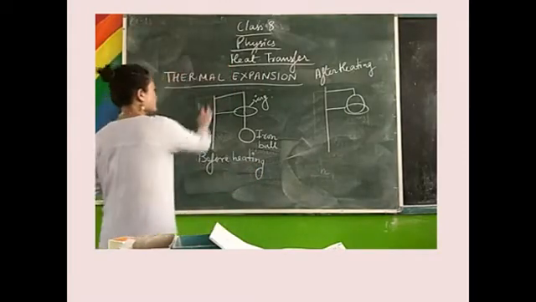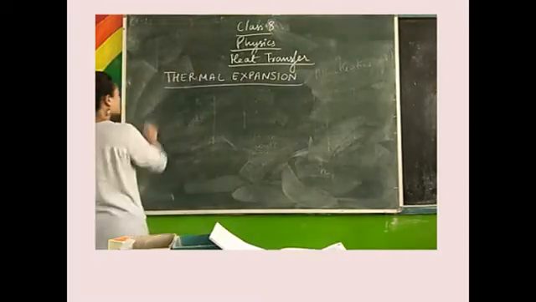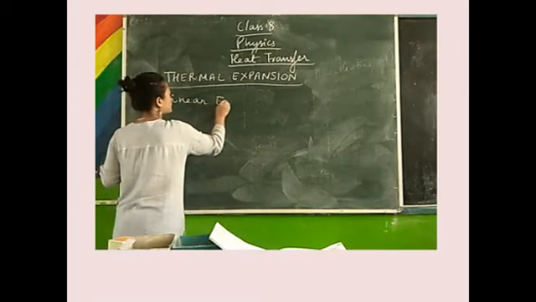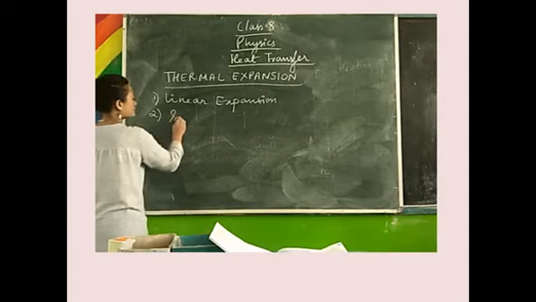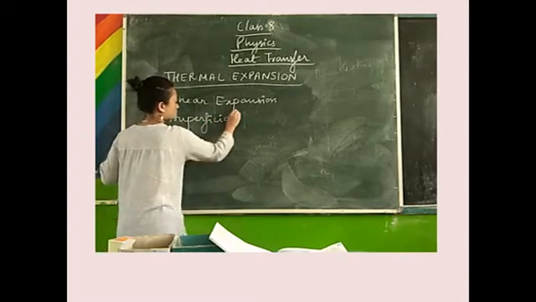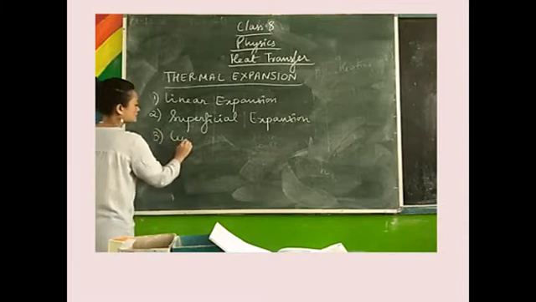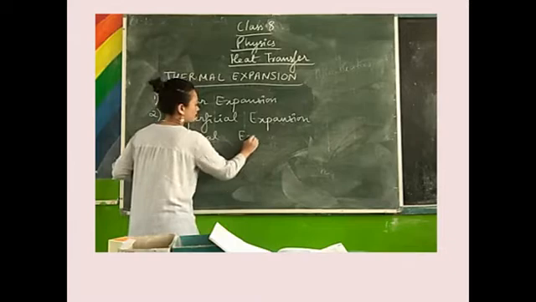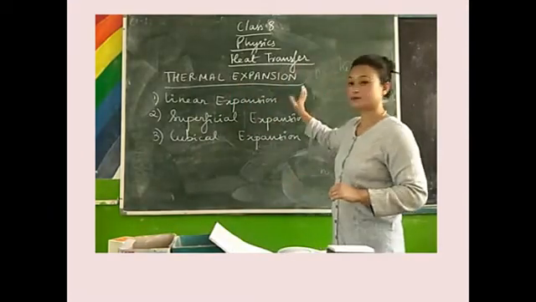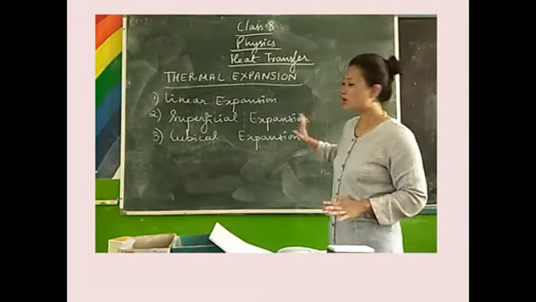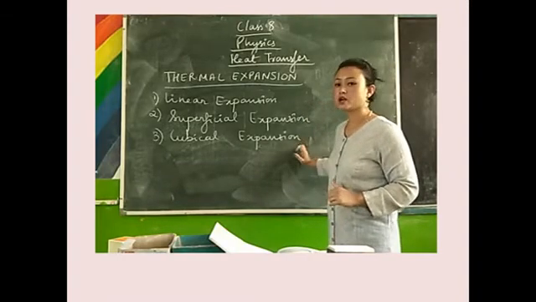As we discussed, thermal expansion is of 3 types. One is linear expansion, so expansion in length. Second is superficial expansion, which means expansion in area, and the third one is cubical expansion, which means expansion in volume. Here we are talking about solids, thermal expansion of solids. So thermal expansion has 3 types: linear expansion, superficial expansion, and cubical expansion.